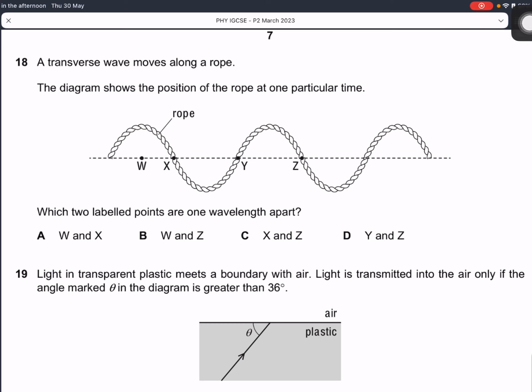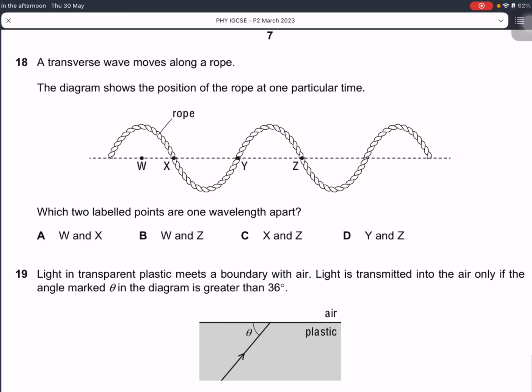For example, light is transverse. Another type was what? Transverse and longitudinal. For example, sound is longitudinal, back and forth, yeah? But going up and down, which is the case here, it's going to be a transverse wave. For example, water or light maybe, yeah? The diagram shows the position of the rope at one particular time. So which two labeled points are one wavelength?